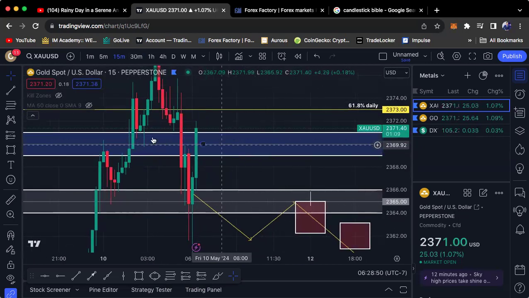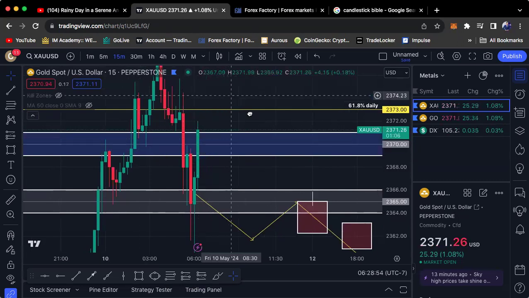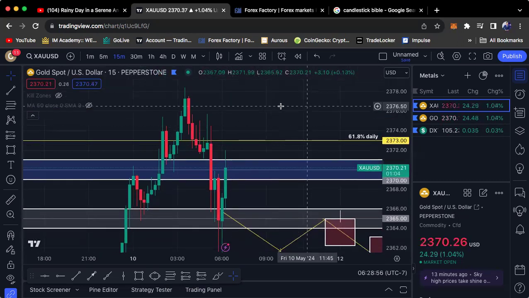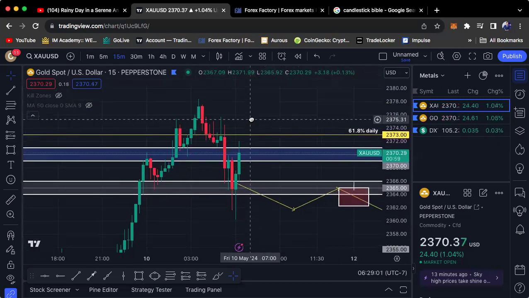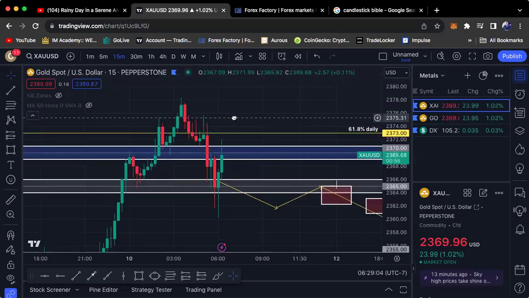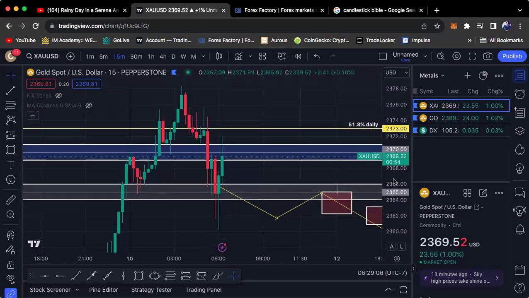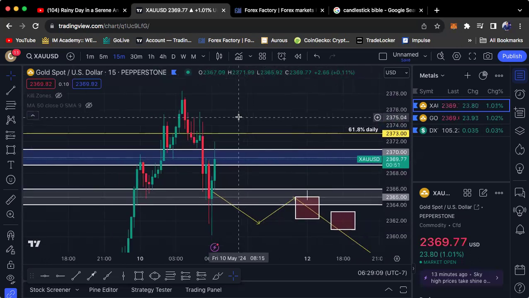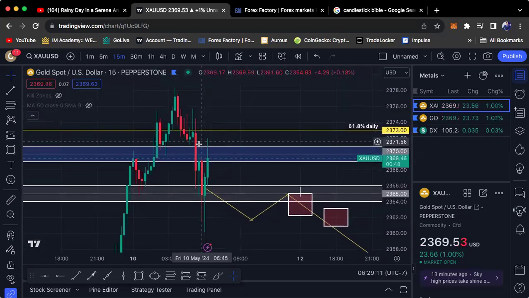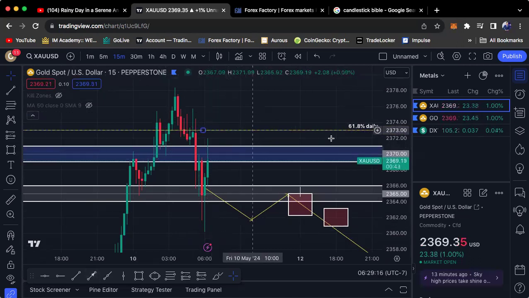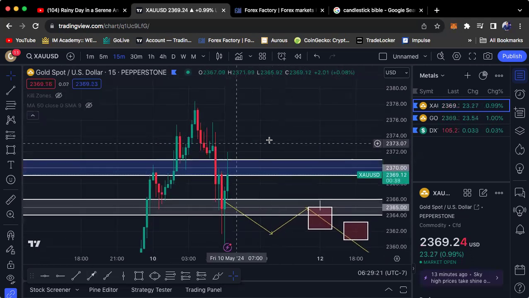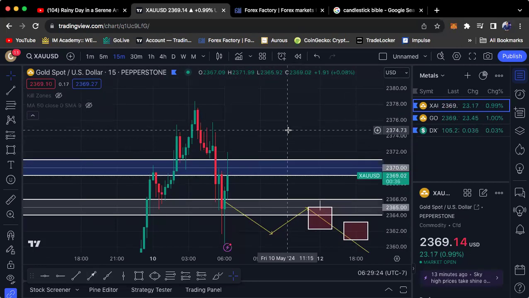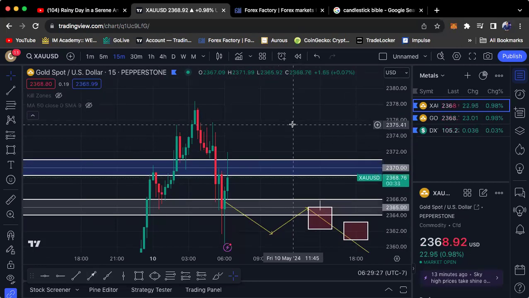Right now it's touching my internal zone. So it may close above and continue to the upside. I'm bullish on gold, so I'm going to follow the trend. I'm not going against the trend. Let's see if it breaks above. I'm going to delete the 61.8 because the move already happened. So 2370, 2375. Mark up my next key level.